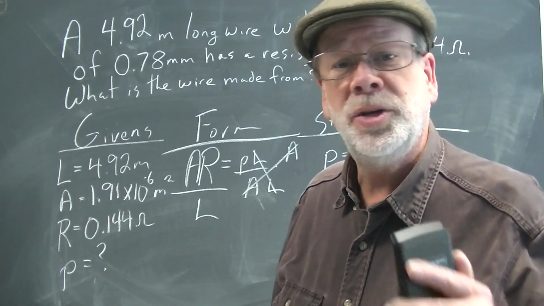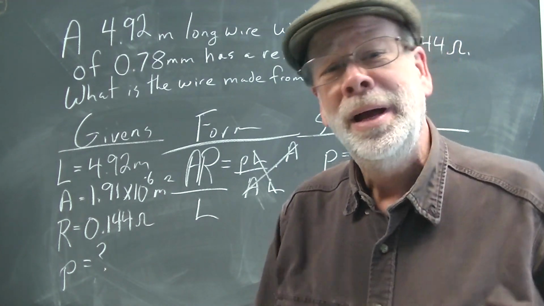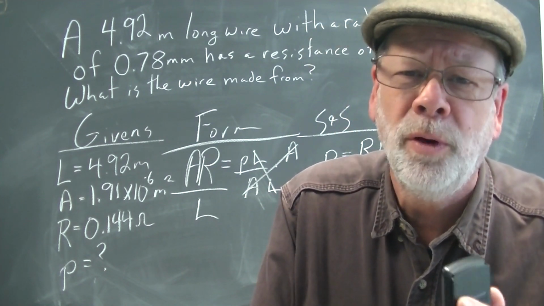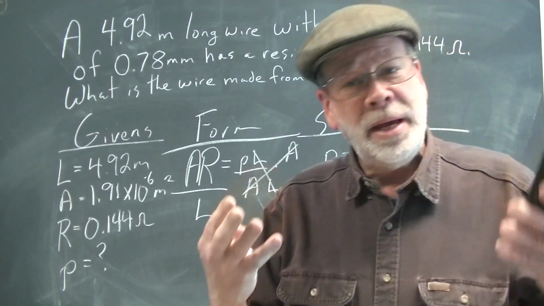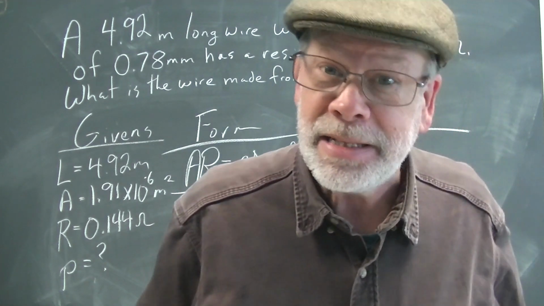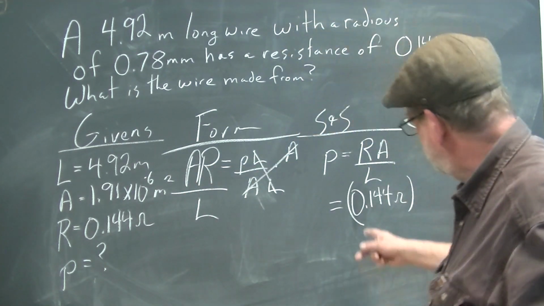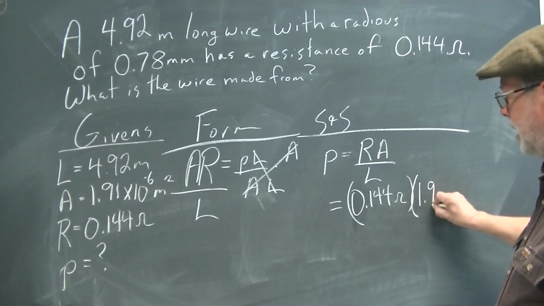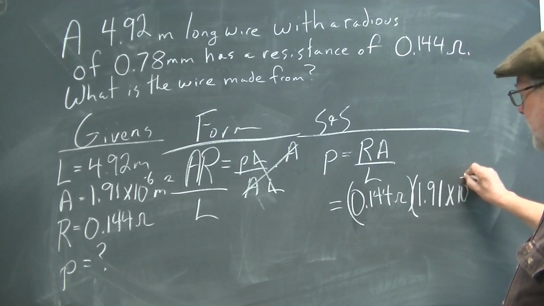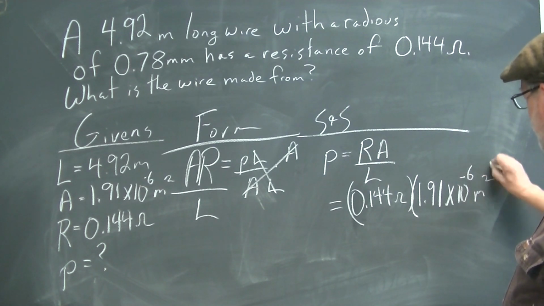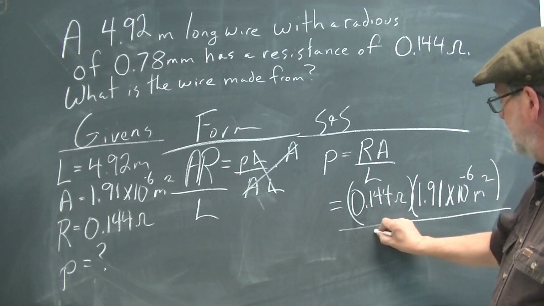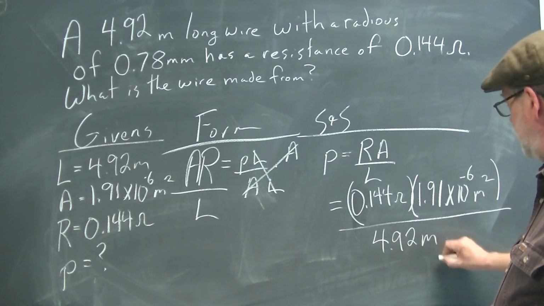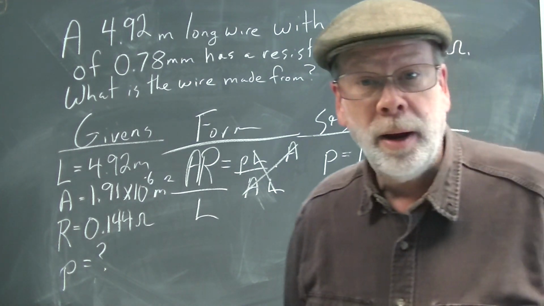So 0.144. Also, it's not point one four four, it's zero point one four four. Make sure you're saying this stuff. Make sure you're doing it right. Remember, physics is worth it. So 0.144 ohms. Area is 1.91 times 10 to the minus 6th meters squared. The length is 4.92 meters.